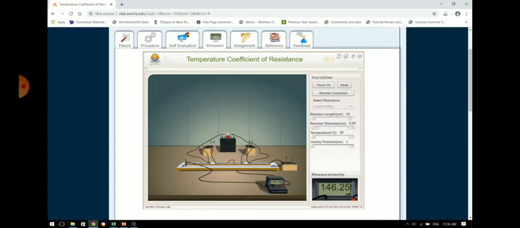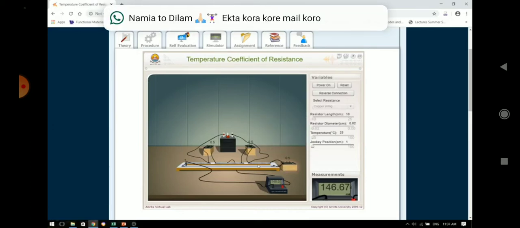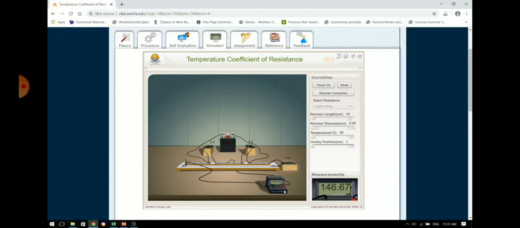Now click on the fractional resistance box and put in some resistance. Starting with, say, 0.5, I am choosing the 0.5 resistance and applying it in the circuit. This is your digital galvanometer, not an analog one, and the different parameters are visible.